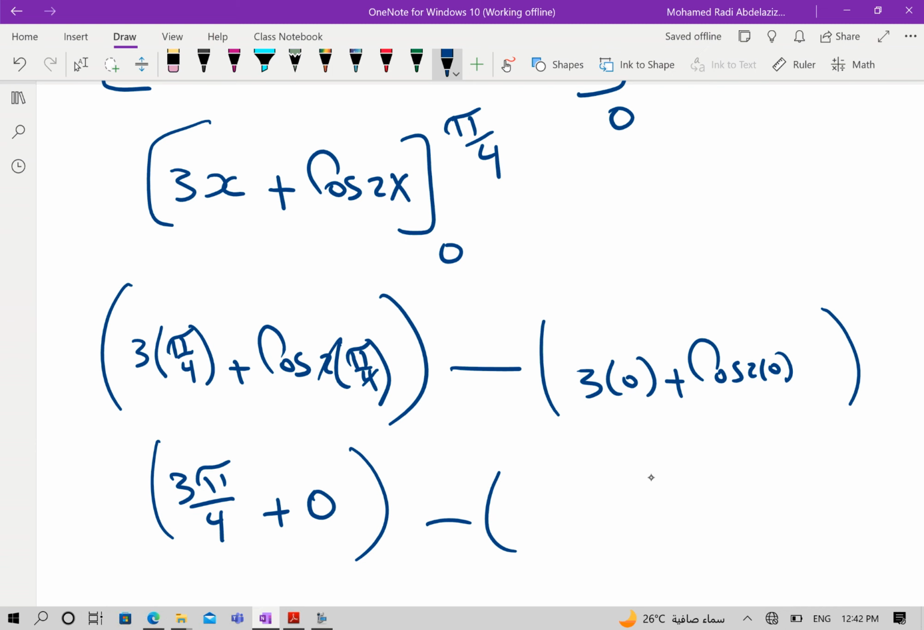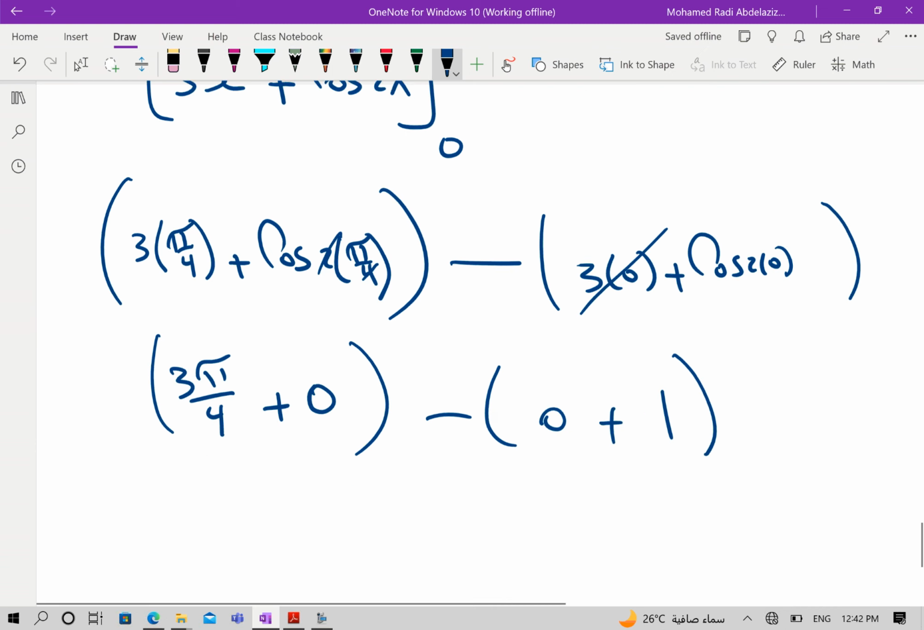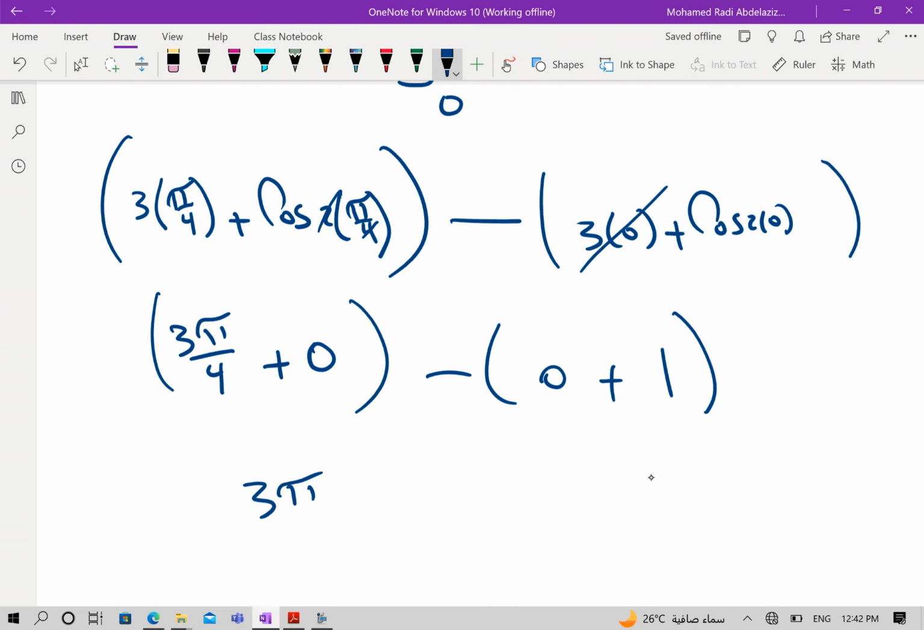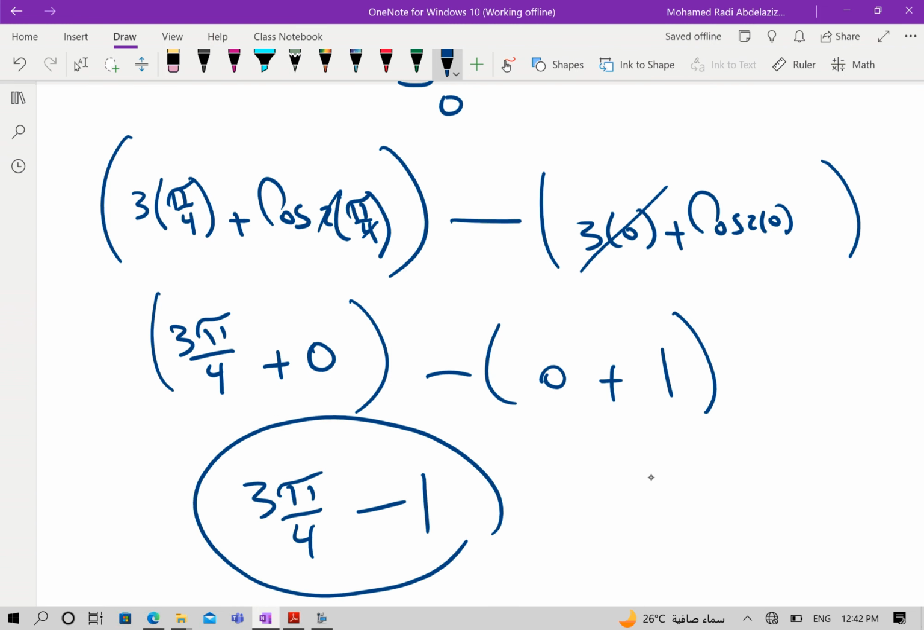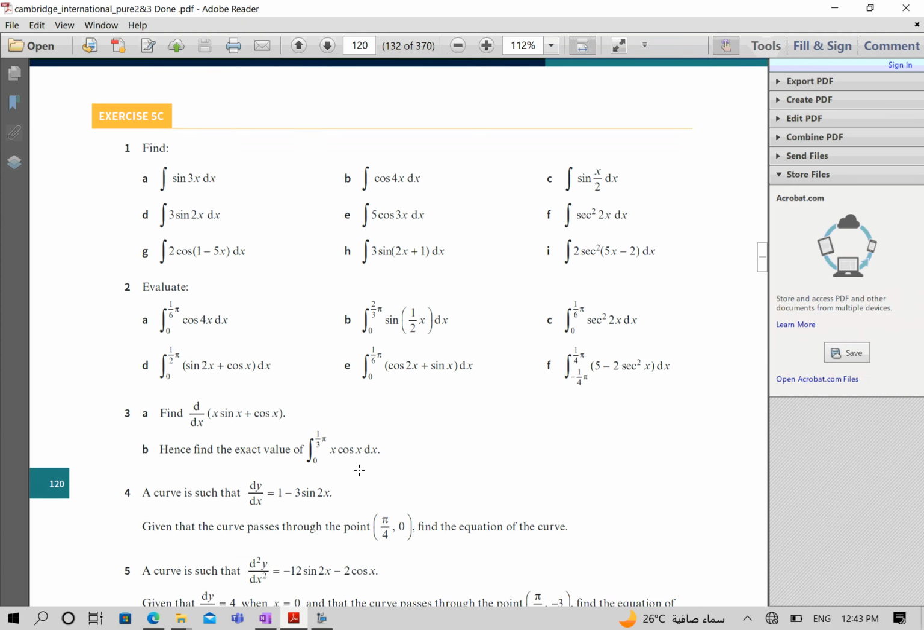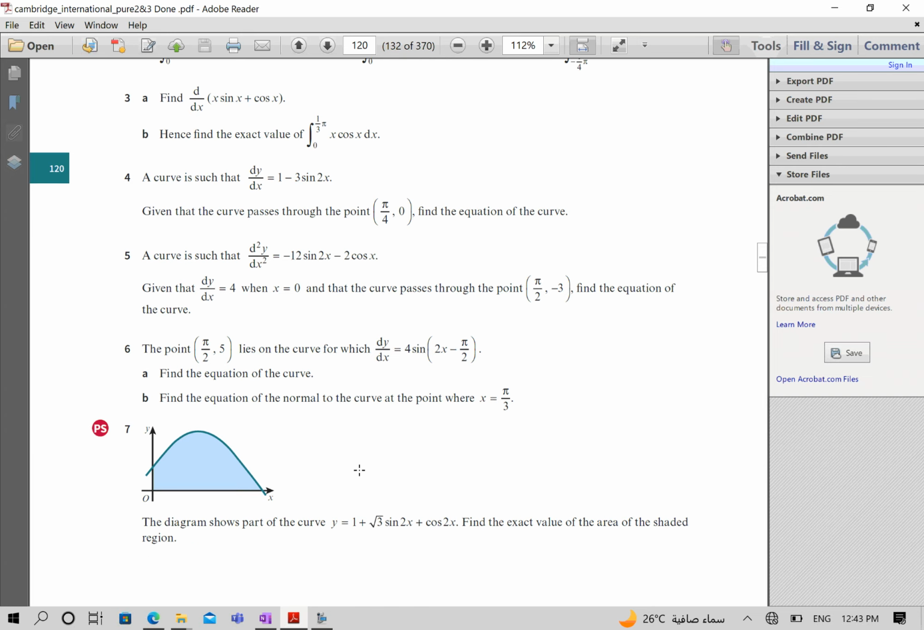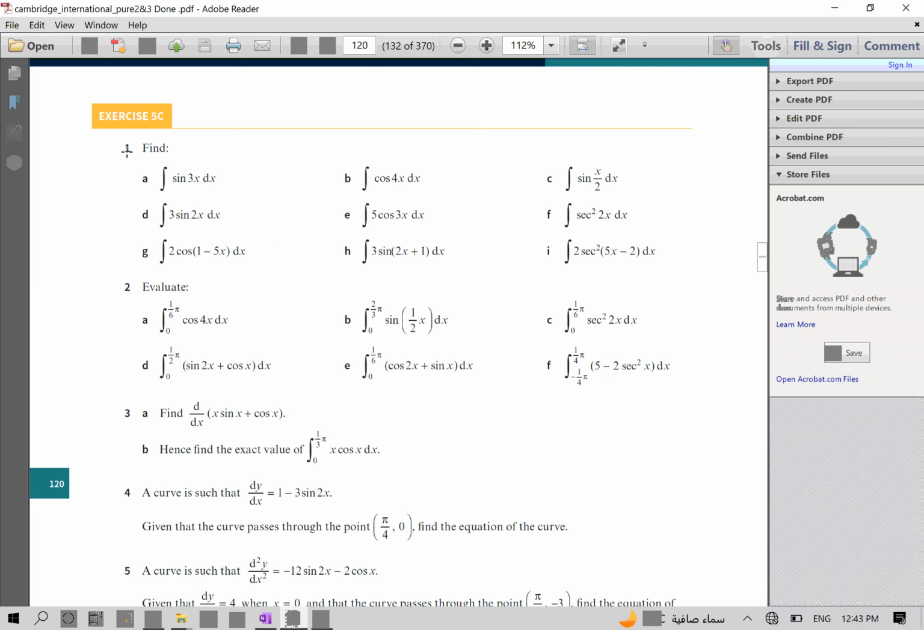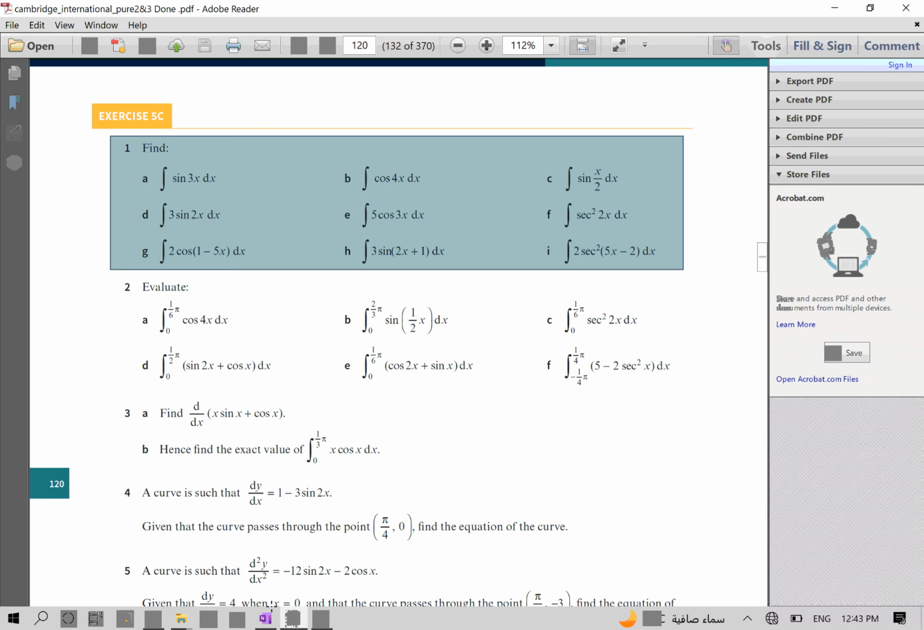Minus 0. Cosine 0 is 1. So 3 pi over 4 minus 1. This is the exact value. You can write your answer to 3 significant figures if it is written, or to a decimal place. This is integration of trigonometric functions: sine, cosine, and sec squared.